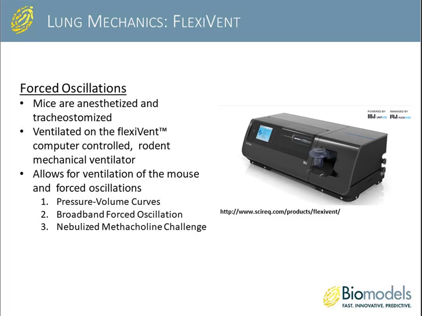Something else that we assess in the disease model is lung function. We have a device here known as the FlexiVent, which is a mechanical ventilator. It's used for the terminal procedure that's performed at the end of these disease models. The mice are anesthetized, tracheotomized, and attached to this ventilator, which allows for the ventilation of the mouse and forced oscillations. Using this device, we're able to generate pressure-volume curves and broadband forced oscillation, and in assessing hyperreactive airways, we can nebulize methacholine and assess airway hyperreactivity.